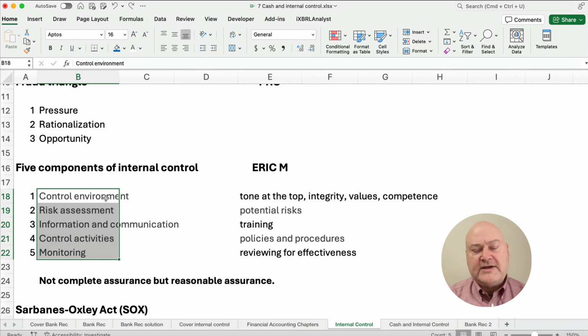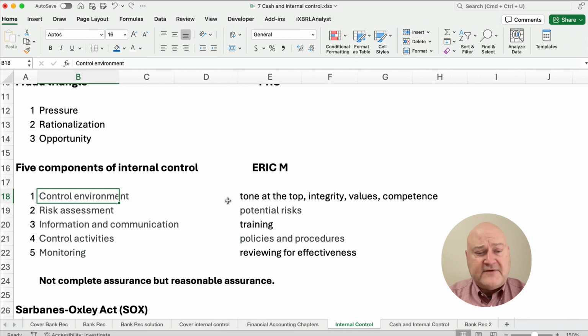So control environment. It's the idea of what is the tone at the top. What are our organization's values and integrity? Do we hire people with competence that have integrity and so on? That's very important. The risk assessment. What are our potential risks? You need to be thinking about, hey, there's a chance where if we don't have good internal controls, then things get stolen or damaged, or there's theft or fraud or whatever.